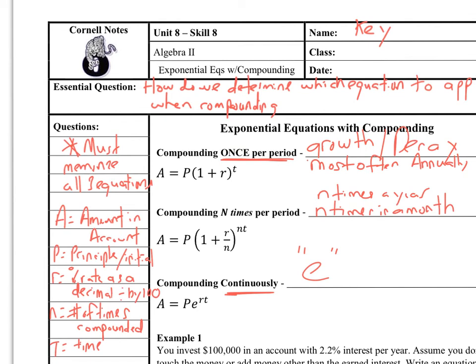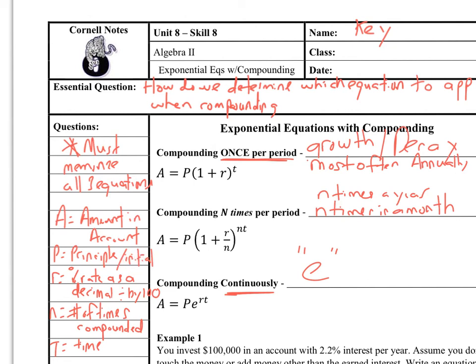Things that you must know or should know. These are must-memorize equations. You have to know them. You have to know when to use each one. I'm not going to be giving them to you. A is the amount in the account after a given amount of time. P is the principal, which is the initial amount.